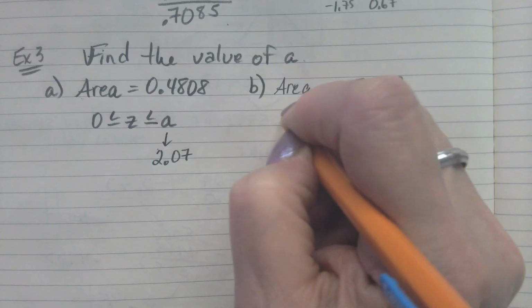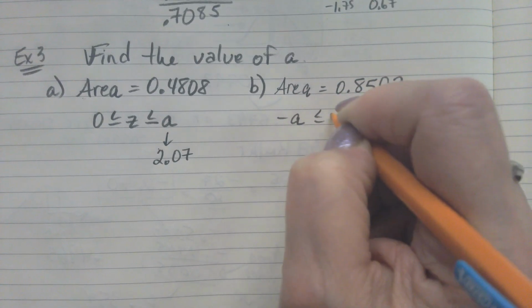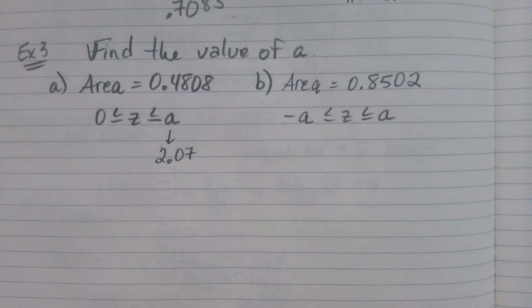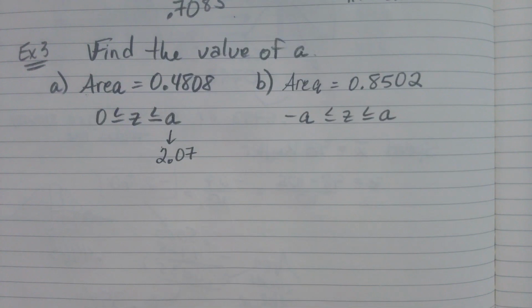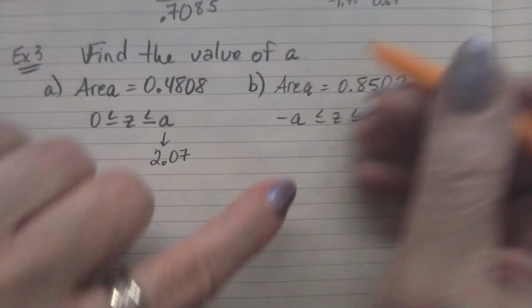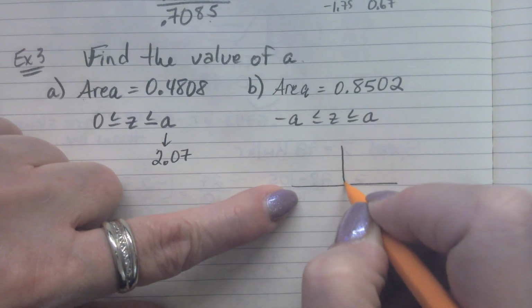And the last one here, what happens if they give me the area is equal to 0.8502, from a negative A to a positive A? You're lying to us. You guys are lying right now. I don't think so. I am trying to find a value. Now, what's the problem with 0.8502? That's not on the chart. What's the biggest possible number that's on the chart? 0.5, right? Because remember, 0.5 is on both sides.